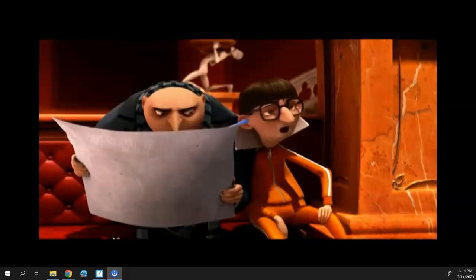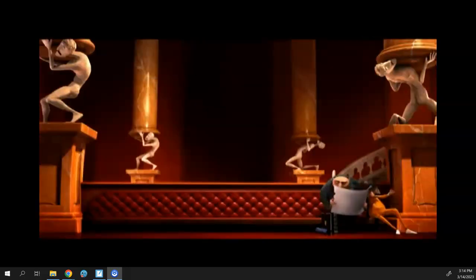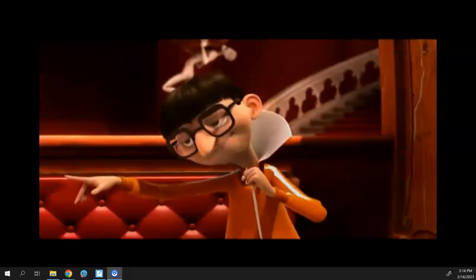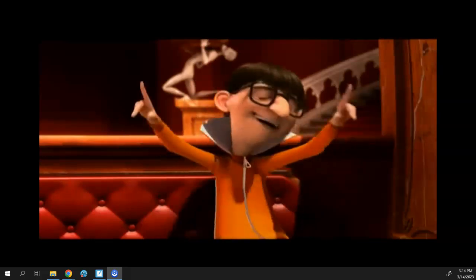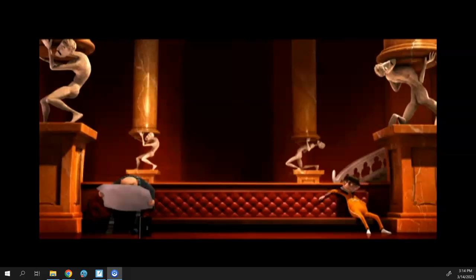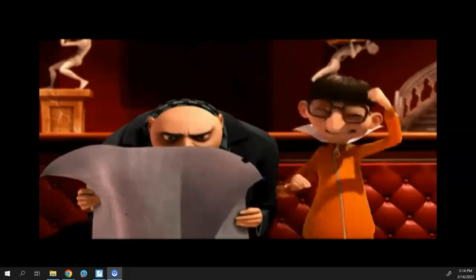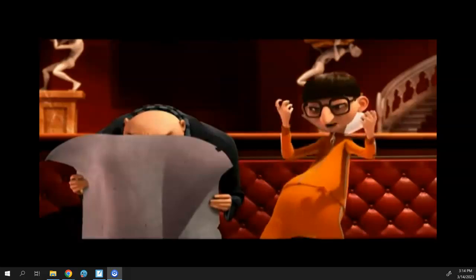I'm applying for a new villain loan. Go by the name of Vector. It's a mathematical term, a quantity represented by an arrow with both direction and magnitude. Vector! That's me, because I'm committing crimes with both direction and magnitude.